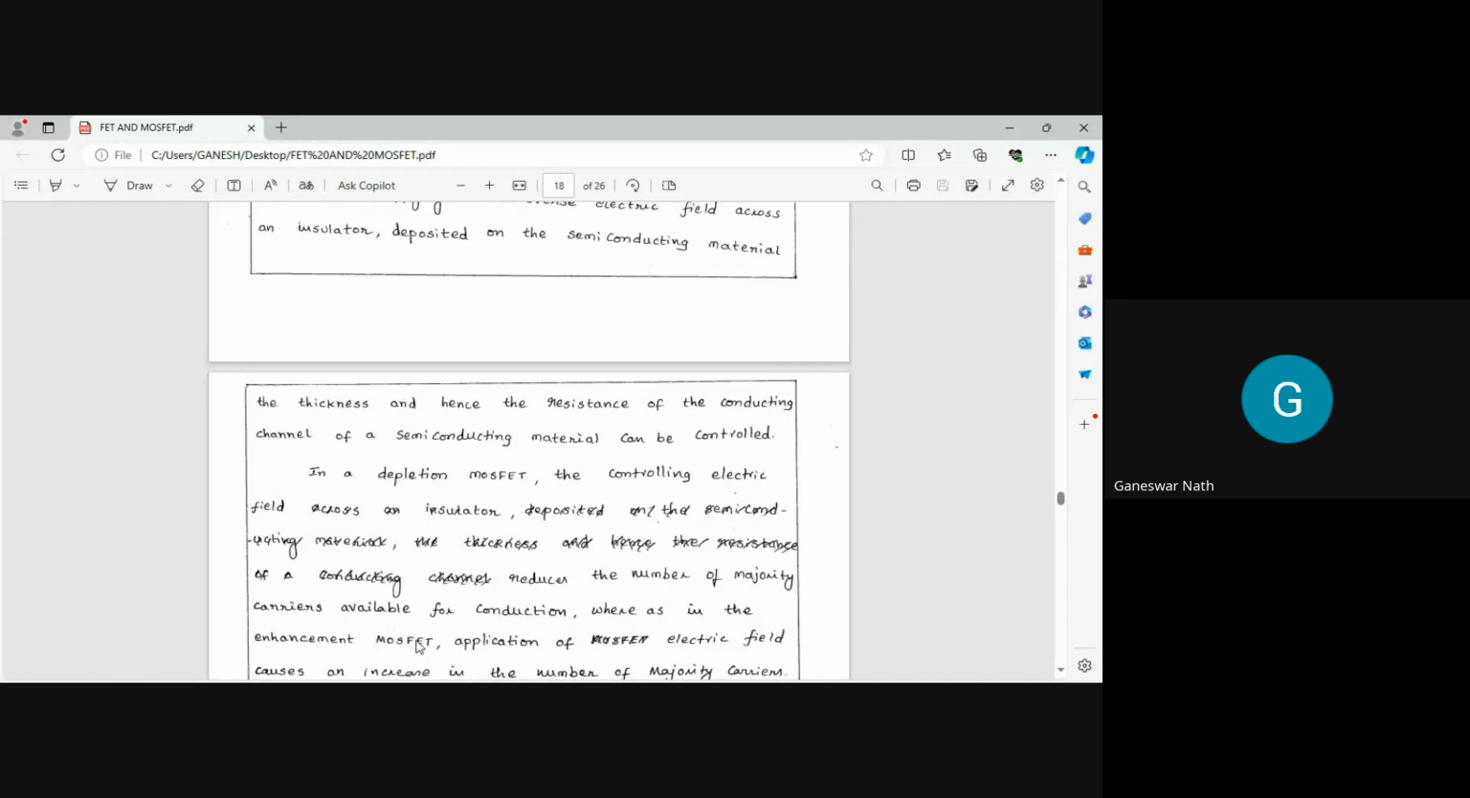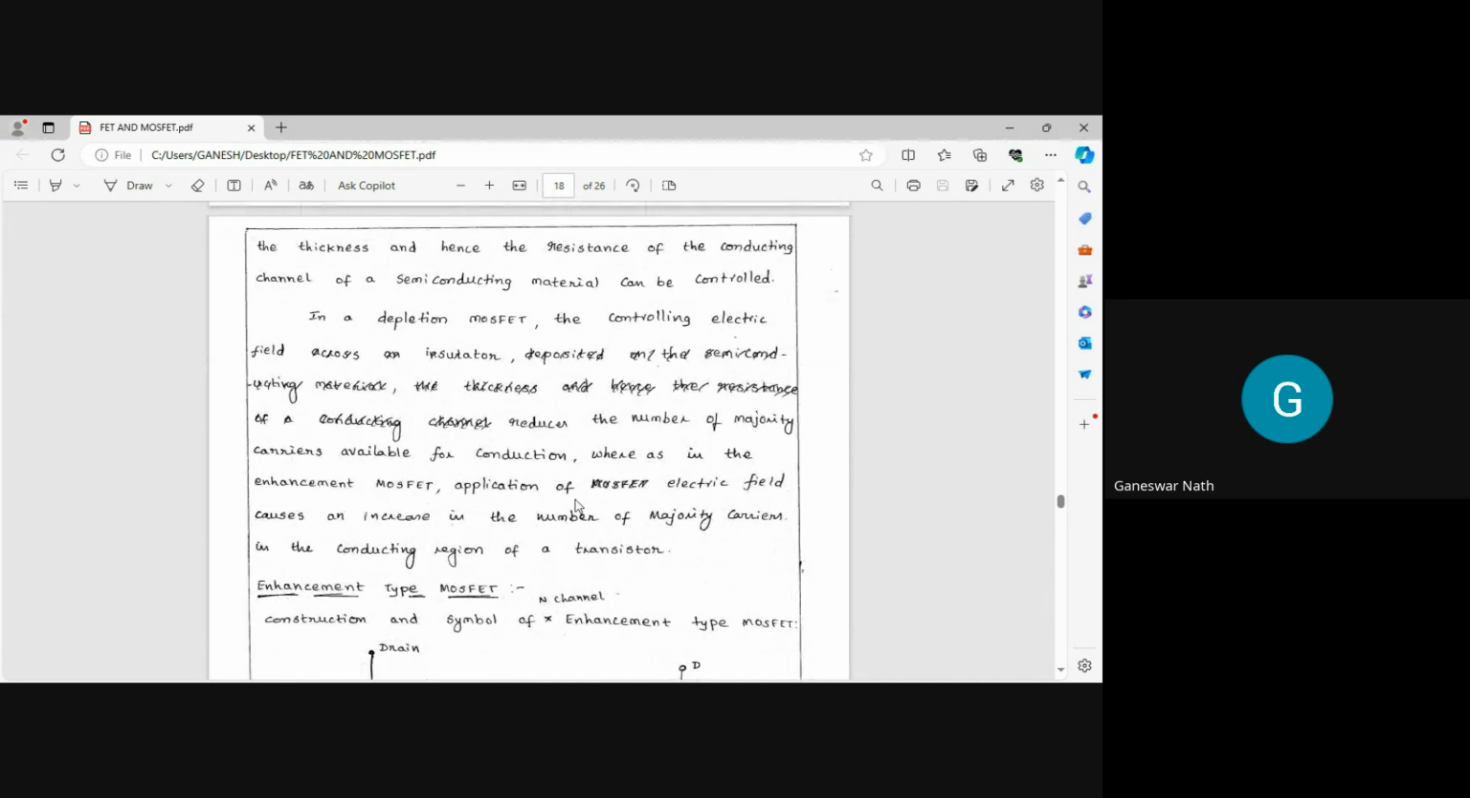Whereas in the enhancement, as I just told, there are two types of MOSFET. One is called depletion and the other is called enhancement. So in the depletion MOSFET, the controlling electric field reduces the number of majority carriers available for the conduction. Whereas in the enhancement MOSFET, application of this electric field causes an increase in the number of majority carriers in the conducting region of a transistor here. Okay.